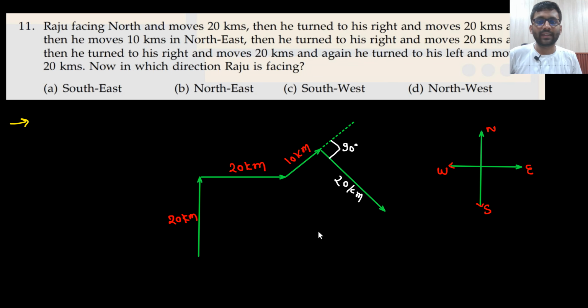Then he turned to his right again. So let's just say where he is looking, this was north. Now here he is looking, turns towards right. That means in this manner he will move. Or you can say this is right. So in this manner only he will move.